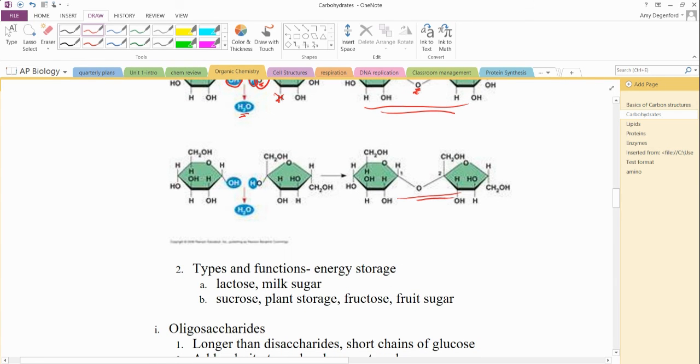So what do these do? Well, disaccharides provide energy. We have lactose, which is found in milk, so mammals are going to be making that. And then we have sucrose, which is plant storage or transportation. Fructose is a monosaccharide. It should not be in this category, so my apologies about that. That should not be there. But sucrose is going to be for plant storage.